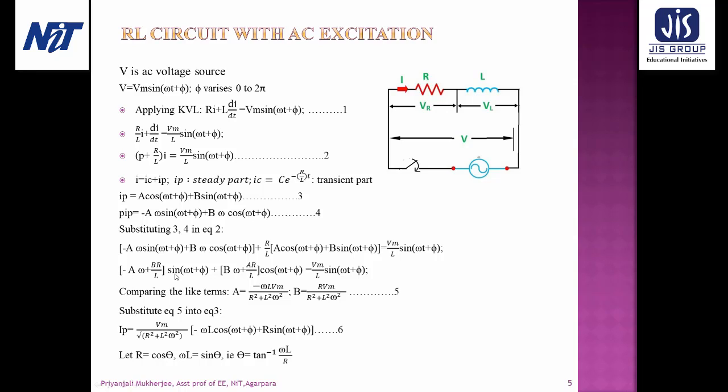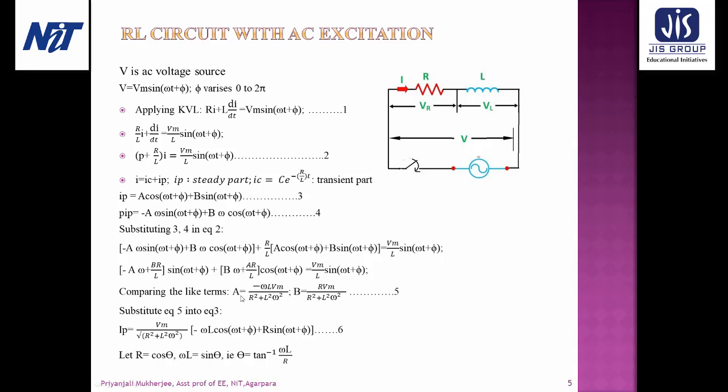So this equation is obtained and we can compare the like terms of the left hand side to the right hand side, and then we can find the values of A and B. The expression of A is minus omega L into Vm by (R square plus L square omega square), whereas the expression of B becomes R into Vm by (R square plus L square omega square).